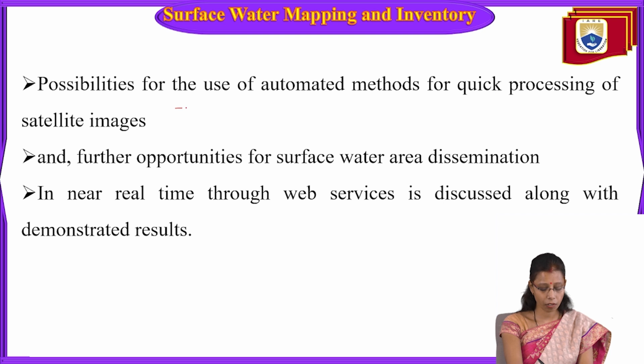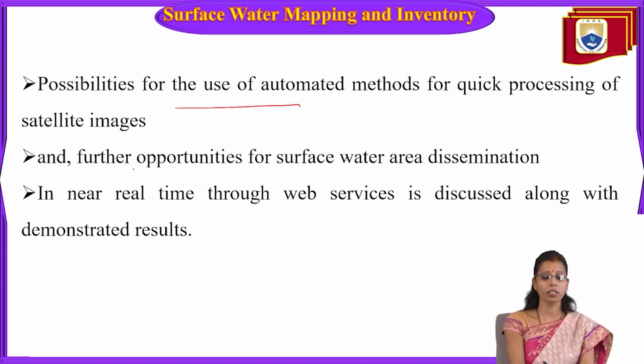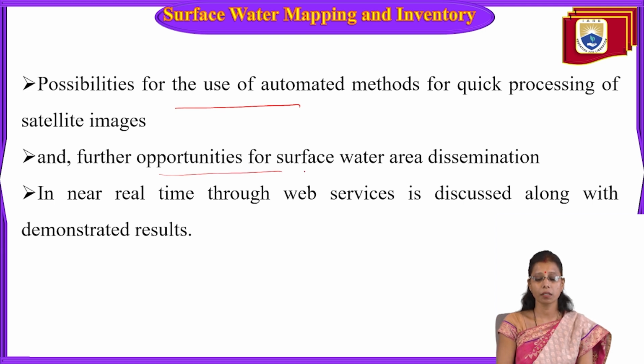Now, possibilities for the use of automated methods for quick processing of satellite images. What are the different possibilities for using automated methods for quick processing of satellite images? We use satellite images and temporal images to find quick processing of the images, and further, the opportunities for surface water dissemination. Different opportunities will help us show the surface water and dissemination of the areas.